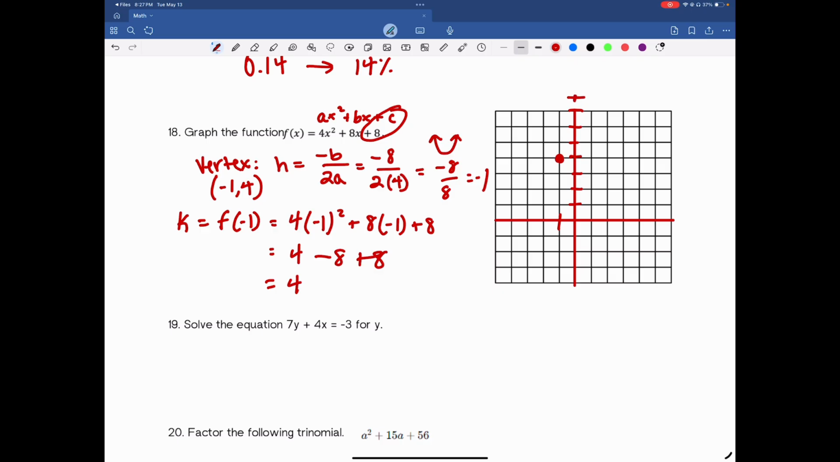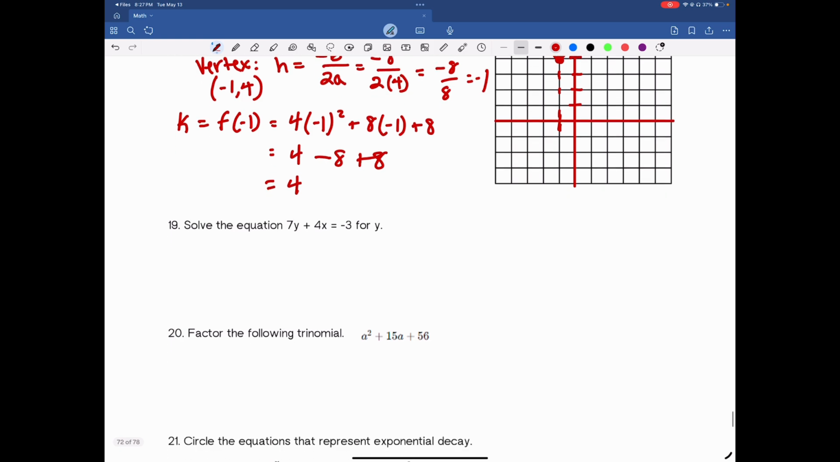And then we can reflect that point, because remember, these quadratics have an axis of symmetry. So that other point would be over here, and we'd have a skinny parabola that looks like this. So we need to be able to calculate the vertex and get the y-intercept on the EOC for sure.